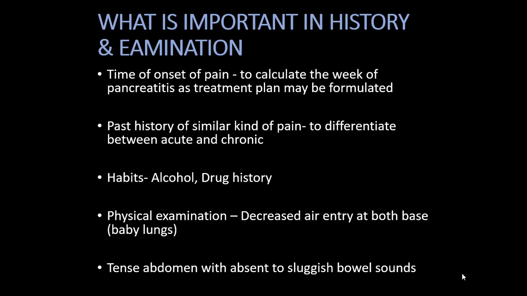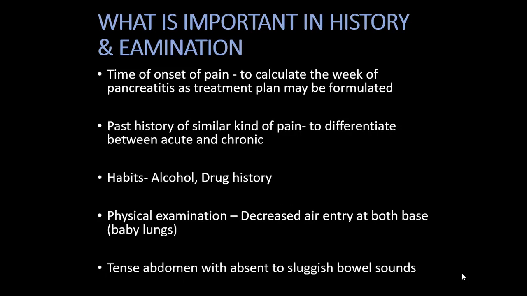On physical examination, there will be decreased air entry at the base, so you will see a baby lung. So what happens in pancreatitis? Because of inflammation of the pancreas, there will be a raised diaphragm and there will be splinting. Because of splinting, patients may have respiratory distress, and sometimes the patient may present with extrapancreatic infections like pneumonia, or because of pancreatitis there may be an effusion or basal atelectasis. So these patients may have respiratory distress, and may require some sort of respiratory support.